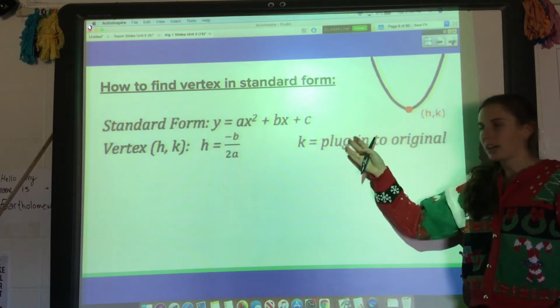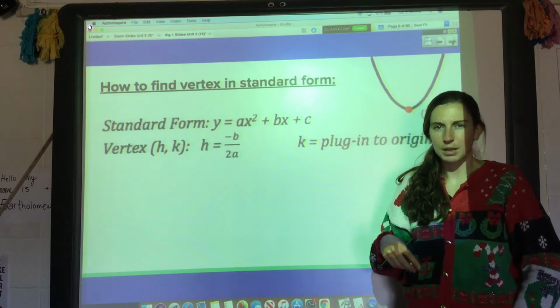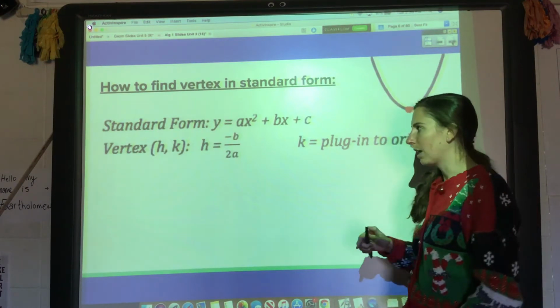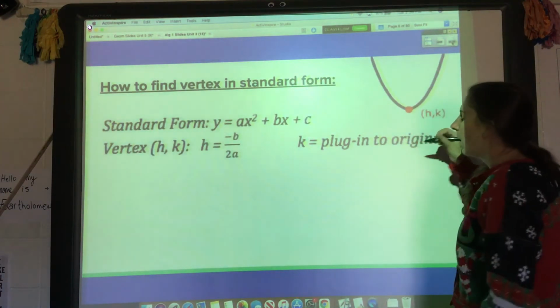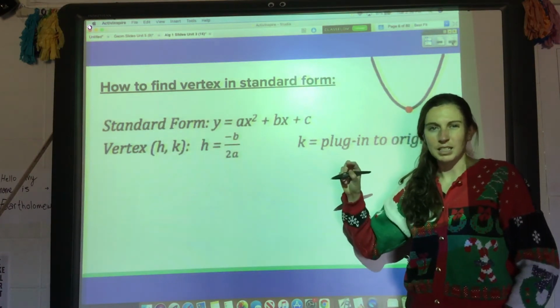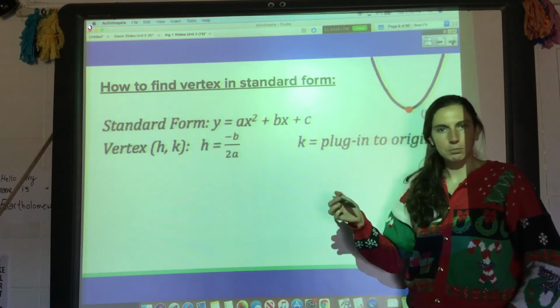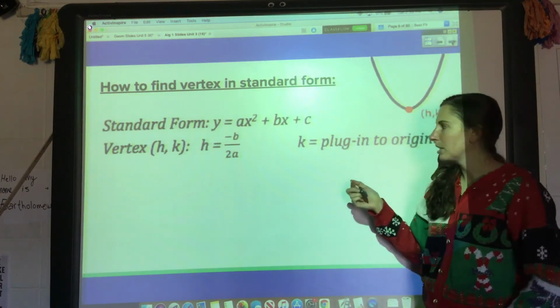To find the y value for that x, you just plug it into the formula and see what it spits out. That might not make a whole lot of sense, so let me show you what I mean by that. Also, this is not on your formula sheet. This is one that you're going to need to memorize. So maybe make up a little song or something to memorize it.